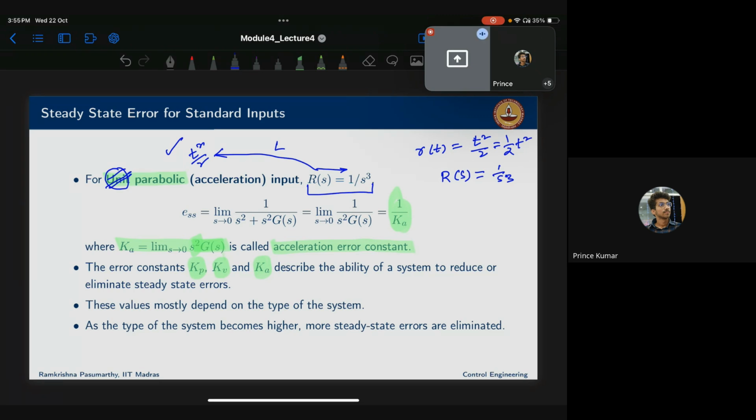That should be mentioned properly. Yes, if I say please mention parabolic in the question. Got it. So now these are the three error constants we have.